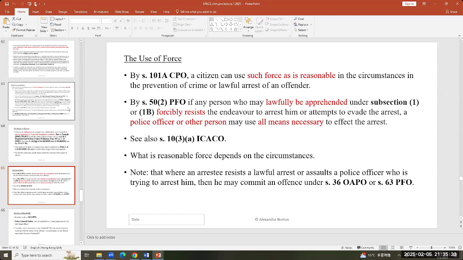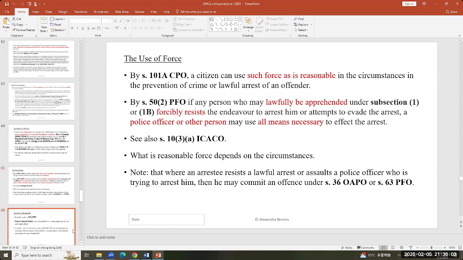Under Section 50 of the Police Force Ordinance, a police officer can use all means necessary to effect an arrest. So this is much wider in scope than the citizen's power. That's why I said, even though the police have the citizen's power of arrest too, they don't need them, because what they have under the Police Force Ordinance is much wider. So what is all means necessary to effect the arrest?